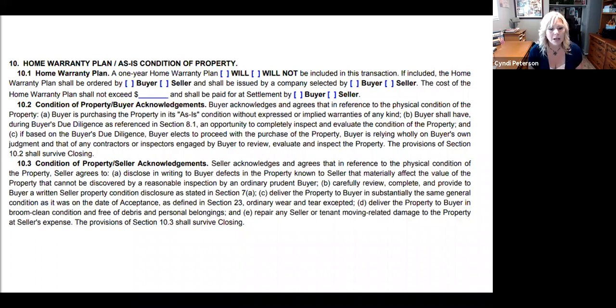When you're talking with your sellers and you're going through this, not only are the disclosures important, but on C, deliver the property to the buyer in substantially the same general condition it was on the date of acceptance, ordinary wear and tear excepted. So when you talk to your sellers, please pass on to them that not everybody's idea of clean is the same, but D, deliver the property to the buyer in broom clean condition and free of debris and personal belongings, and that any repairs the seller needs to make for any damage from moving out, they need to make sure they're doing or paying for.